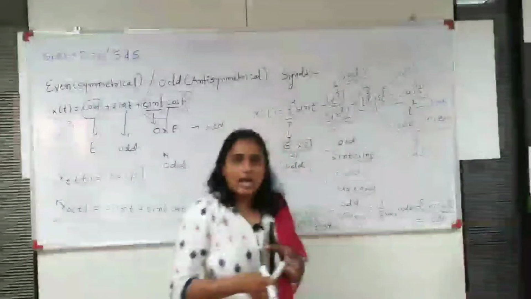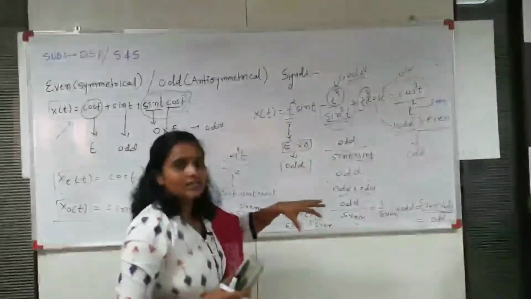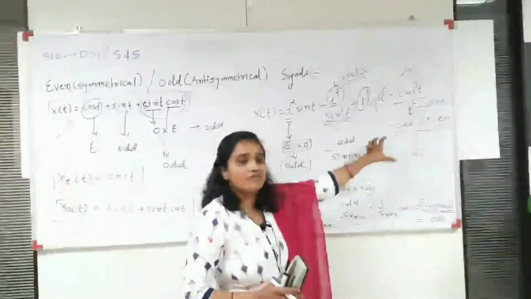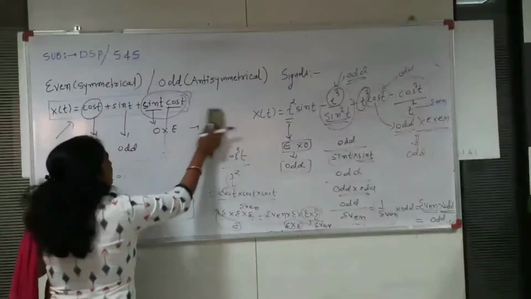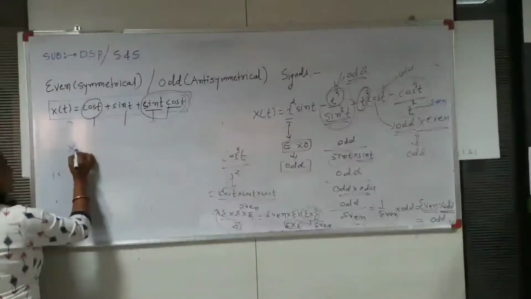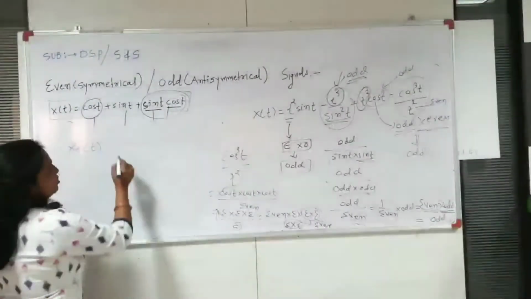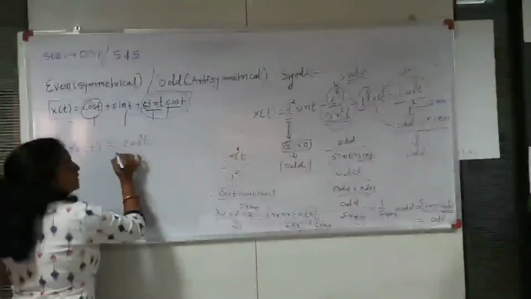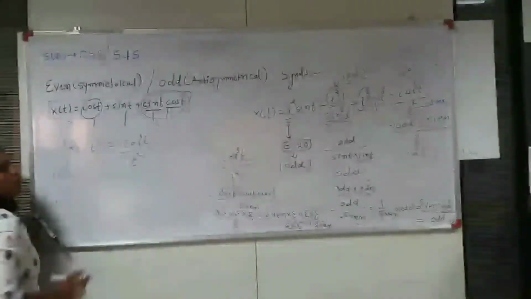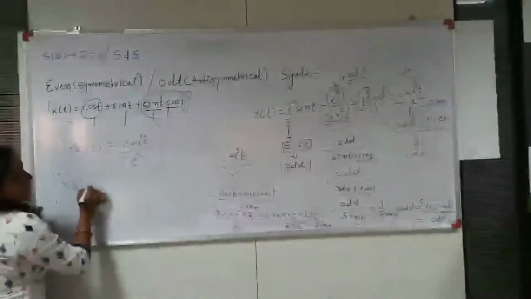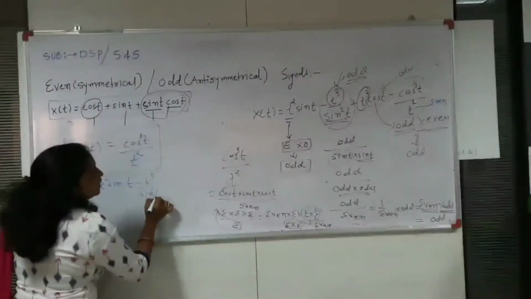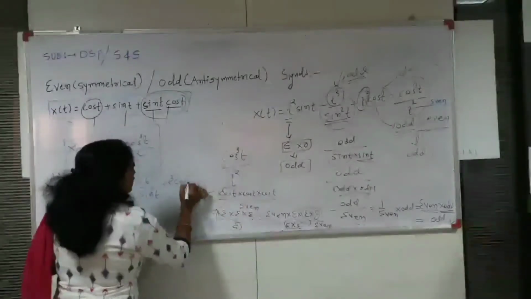So by only applying the properties we can identify from our signal which are the odd components and which are the even components. So when writing the even component and odd component, here the answer is: the even component of our signal is only cos cube t upon t square, and the odd component is t square sin t minus t cube sin square t plus t cube cos t.